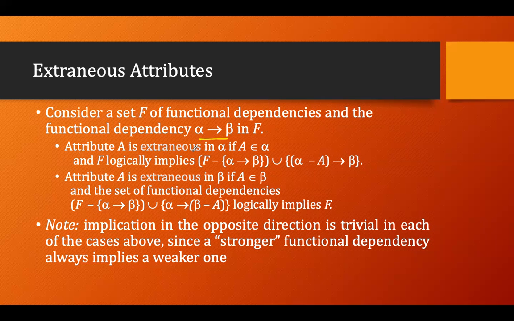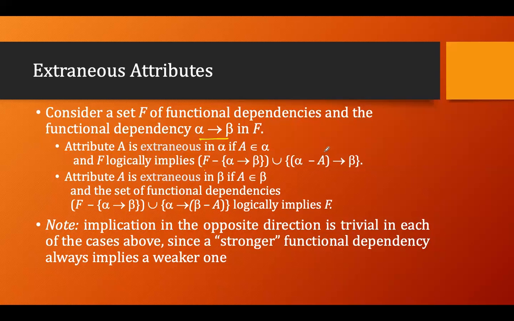Attribute A is extraneous in alpha, meaning the left hand side part, if A belongs to alpha and F, the functional dependency set, logically implies F minus this functional dependency, and we add alpha minus A determines beta.